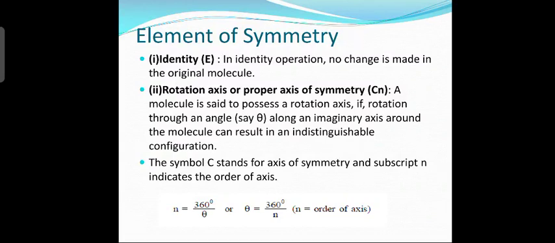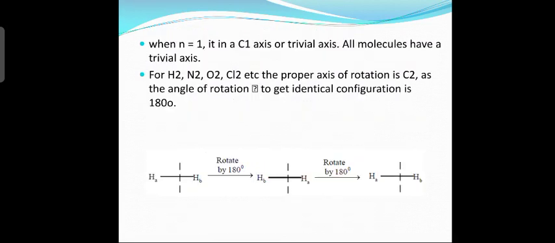The symbol C stands for axis of symmetry, and subscript n indicates the order of the axis. So n indicates the order of axis, and C indicates what? Axis of symmetry. Now, how do you determine the order n in any molecule? n is equal to 360 degrees divided by theta. Theta is the angle, so theta is equal to 360 by n, where n is the order of the axis. Next slide. When n equals 1, it is called the C1 axis or trivial axis. All molecules have a trivial axis.